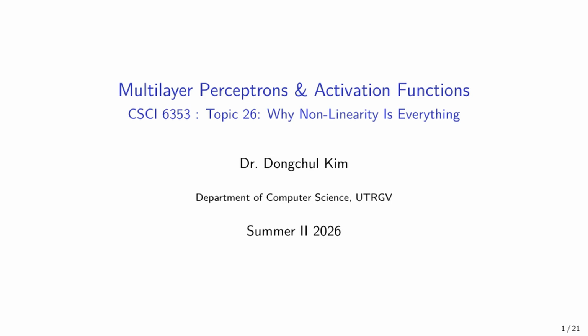Welcome back. This is topic 26, multilayer perceptrons and activation functions. Last time we found the edge of what the single neuron can do. Today we go past it and the whole topic turns on one idea, non-linearity.